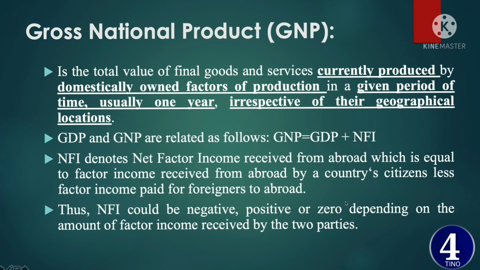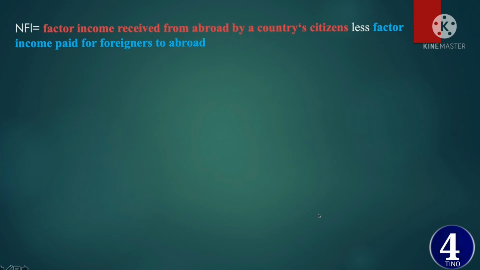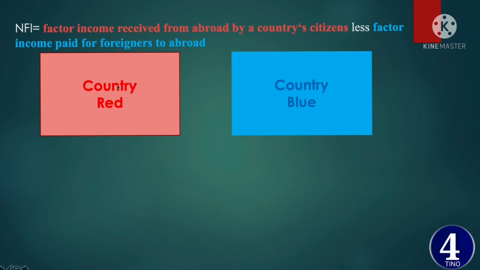So, before going into the impact if NFI is positive, negative, or zero, let us see some concepts for NFI. We said that it is factor income received from abroad by a given country's citizens. Let's say we are country red, so our citizens' payment in country blue, less the factor income that we have paid to foreigners, who are blues, in our country. So by formula, let's say that this is country red and this is country blue.